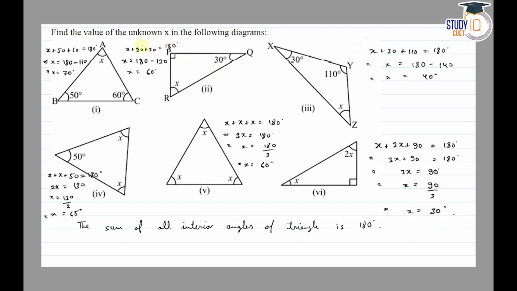So yahan pe hame unknown x ki value find out karni thi jo hum is theorem ke through find out kar lenge. The sum of all interior angles of triangle is 180 degree.